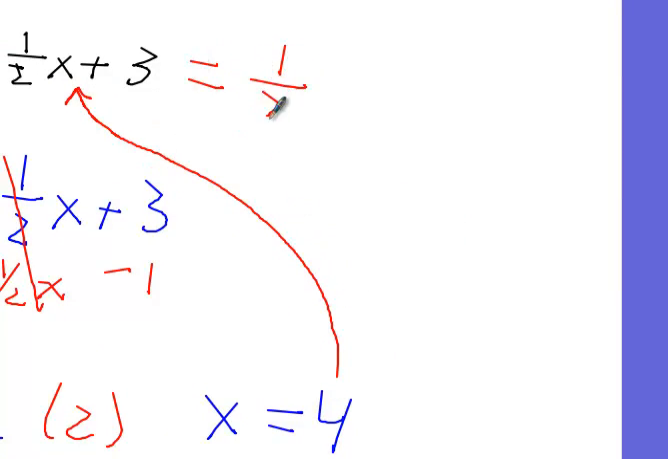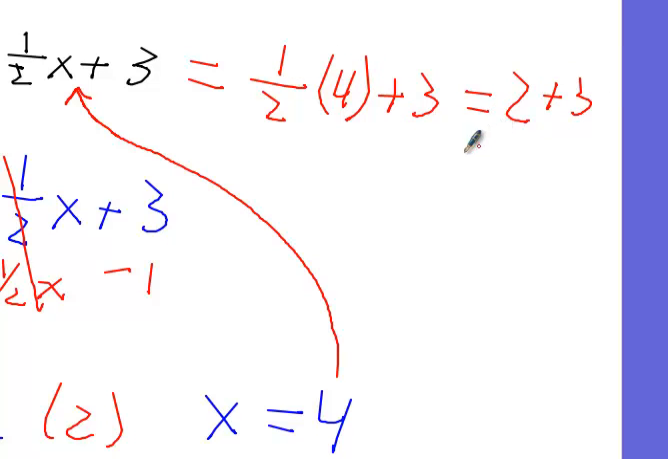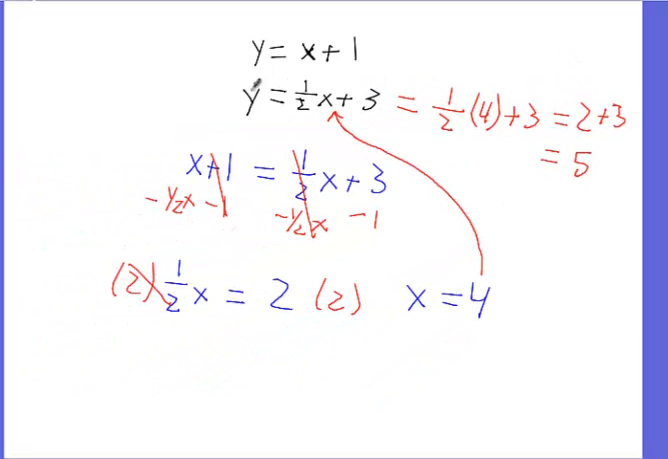We want to substitute the 4 into either equation for x. Okay, so it's going to become 1/2 times 4 plus 3, which is equal to 1/2 times 4 is 2, plus 3, which gives us a grand total of 5. So in order to find out what y was equal to, I found out that x was 4, and I just substituted this into one of the equations.